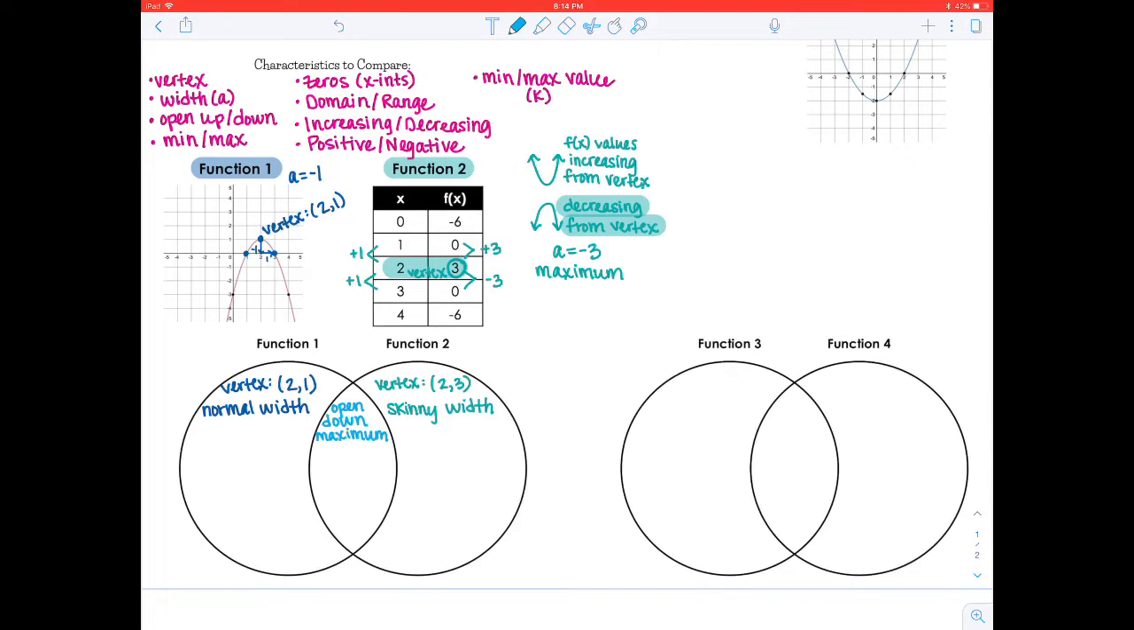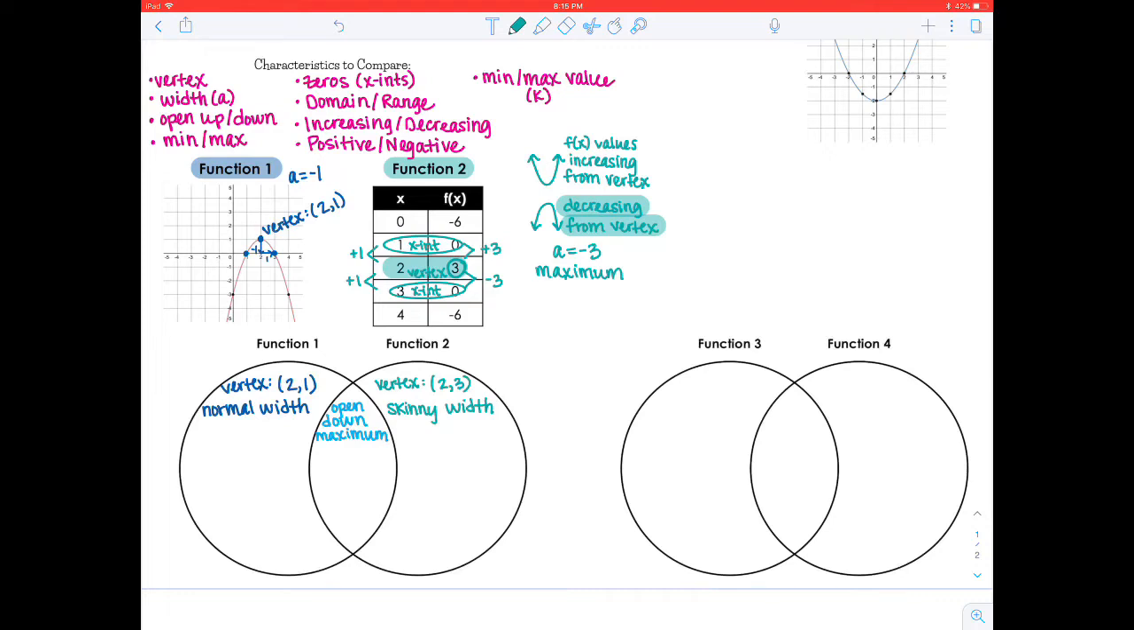Okay, the next thing was the zeros. We can also see the zeros from the table. Remember, your zeros are your x-intercepts. So that is where y, or f of x, is 0. And that's these 2 points here. 1, 0, and 3, 0. So this is an x-intercept, and this is an x-intercept.